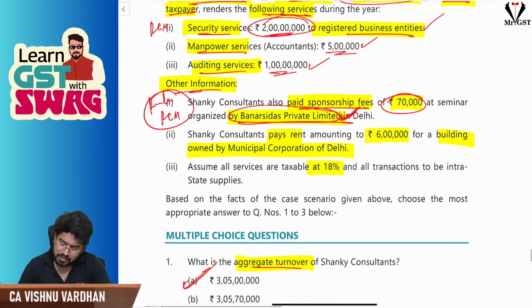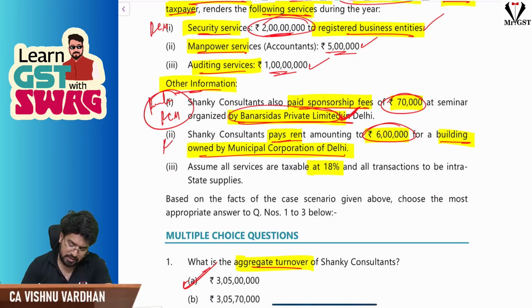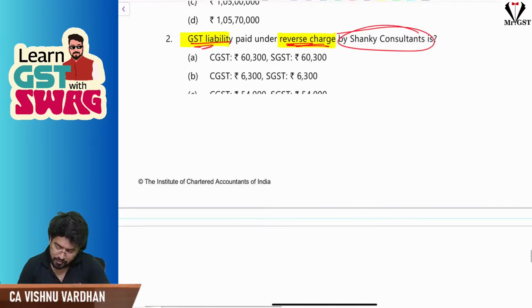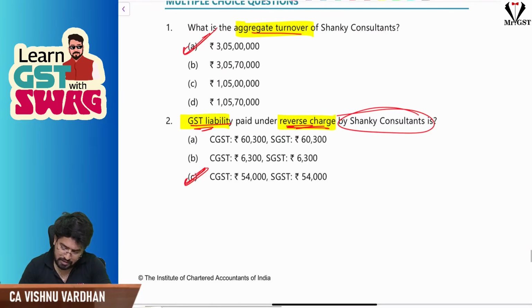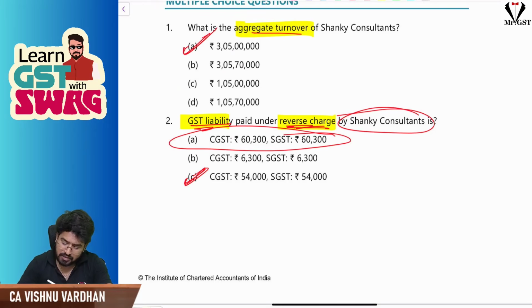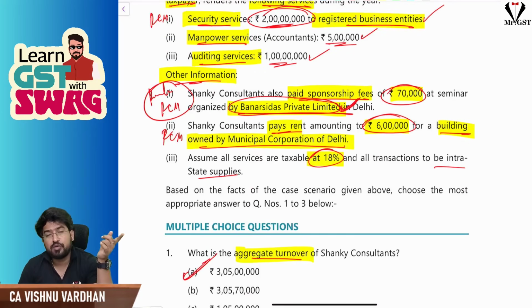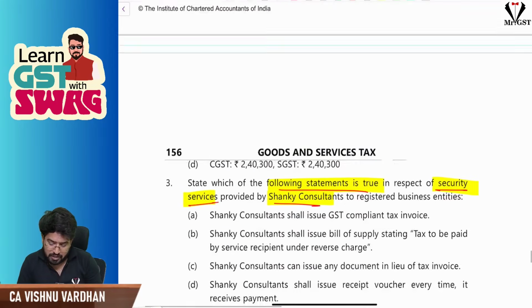Next, Shanky Consultants pays rent 6 lakhs for a building owned by Municipal Corporation of Delhi. So this is RCM. On 6 lakh, they give GST rate 18%. All are intra-state transactions only. So 6 lakh into 18%, 54,000 each of CGST and SGST. In the ICAI suggested answer, they give this, but this is a wrong answer because please understand they have calculated the answer based on sponsorship services RCM under the old provision. In the old provision, yes, any person providing sponsorship services to a body corporate or partnership firm was under RCM, but now based on the latest provision, supplier should be any person other than body corporate. Hope it is clear for you.